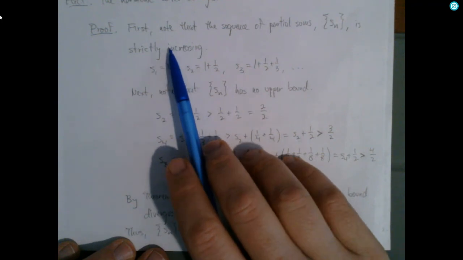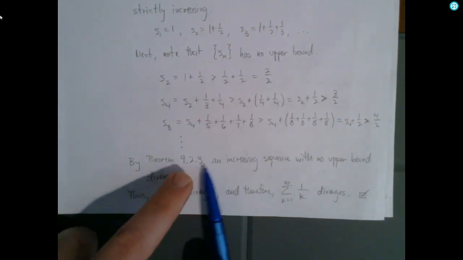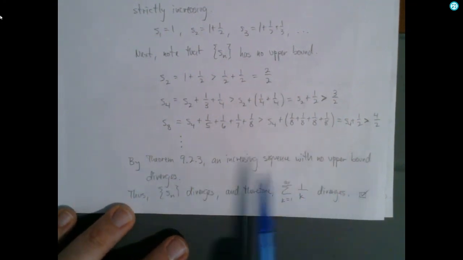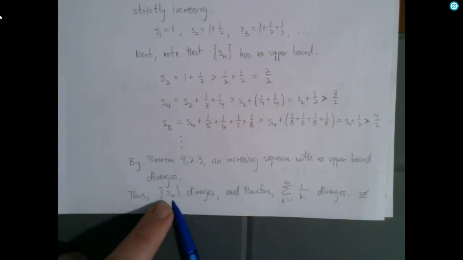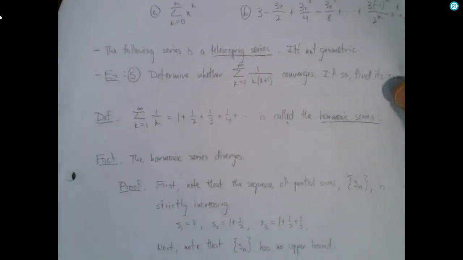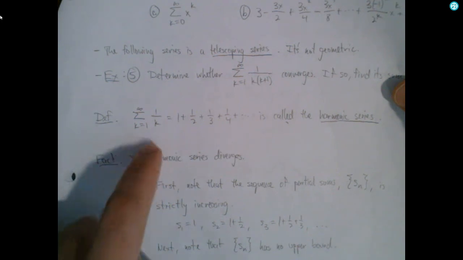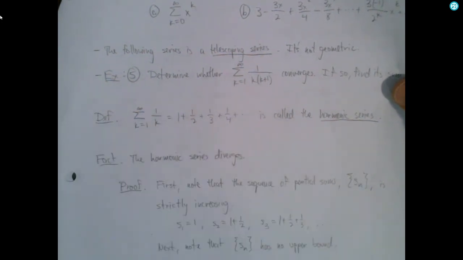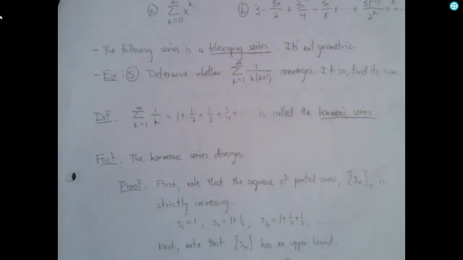So we have this sequence that's strictly increasing, but that has no upper bound. And you may recall from the previous section that an increasing sequence with no upper bound diverges. So the sequence of partial sums diverges, and therefore the series diverges. So the harmonic series, it's just one series. It's an interesting series, but it diverges, right? It diverges. So that's kind of an interesting fact.